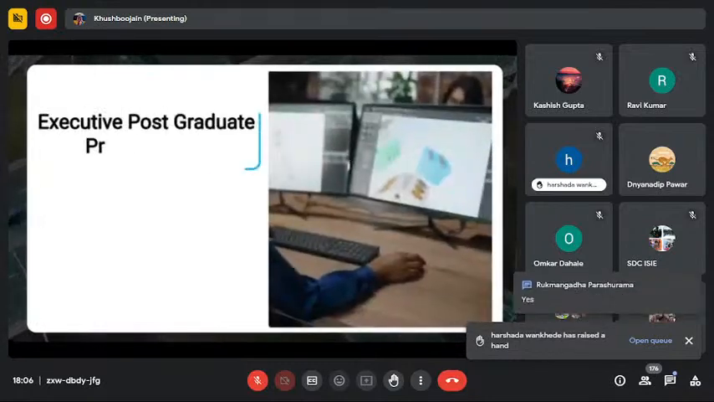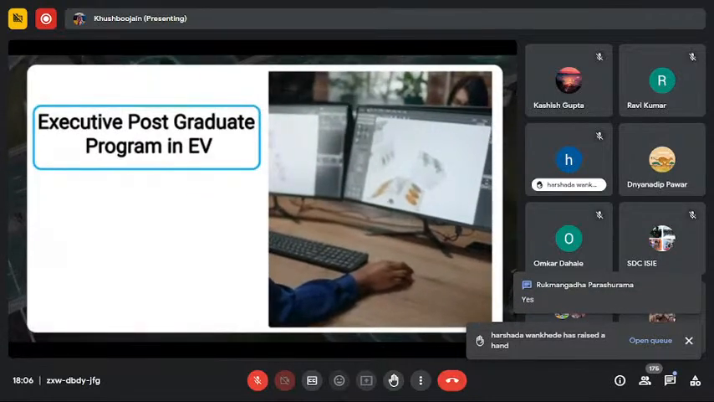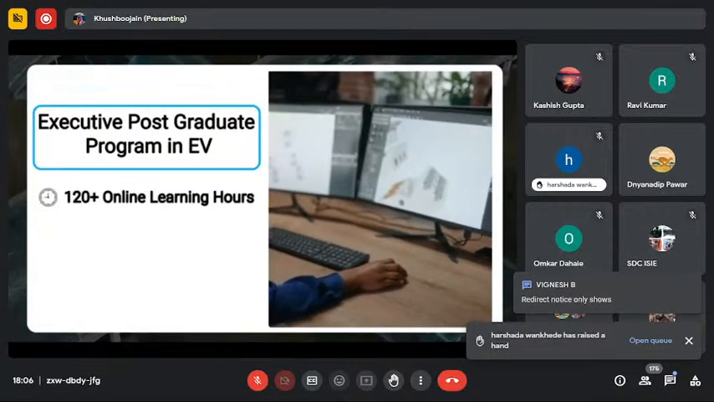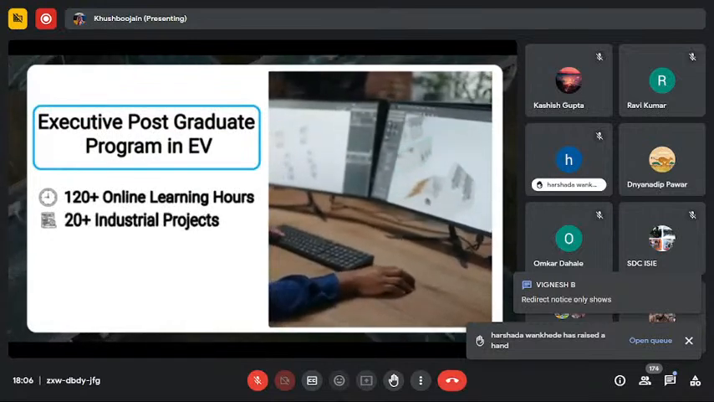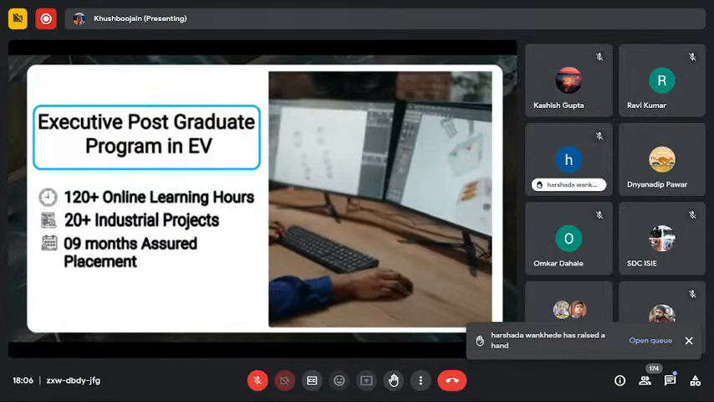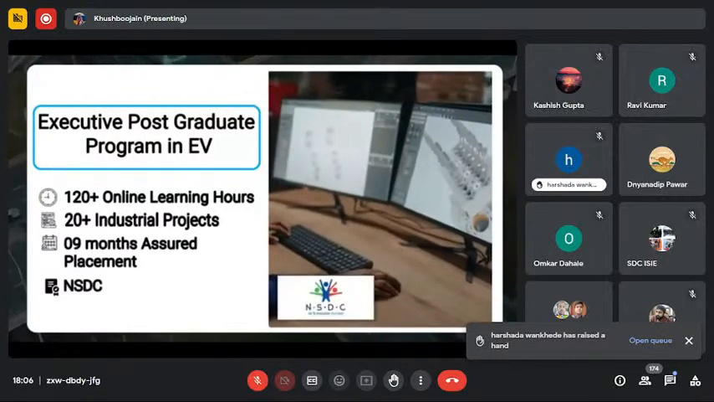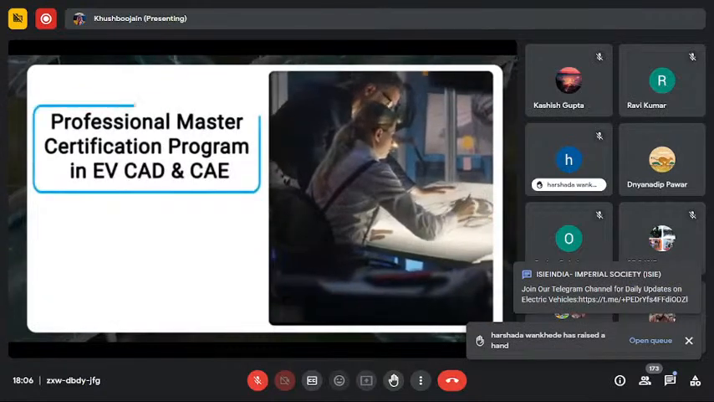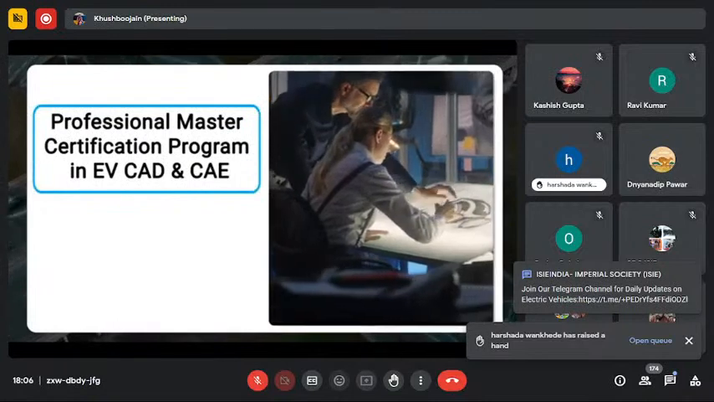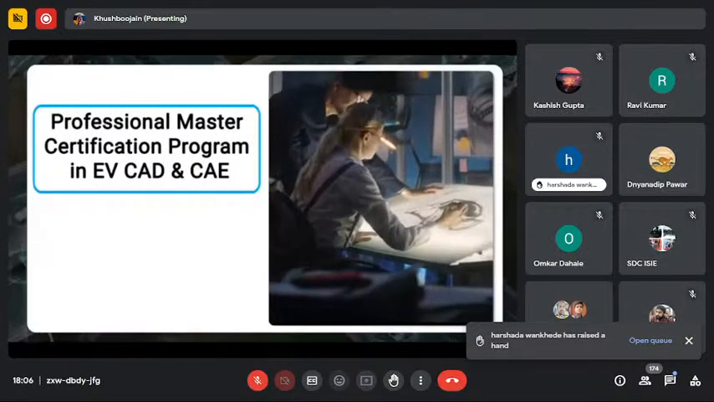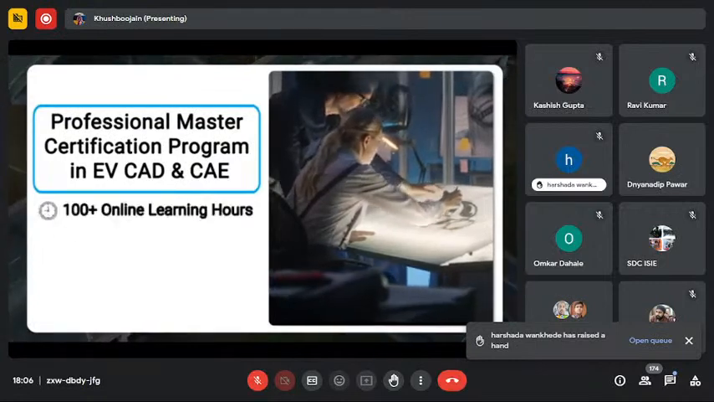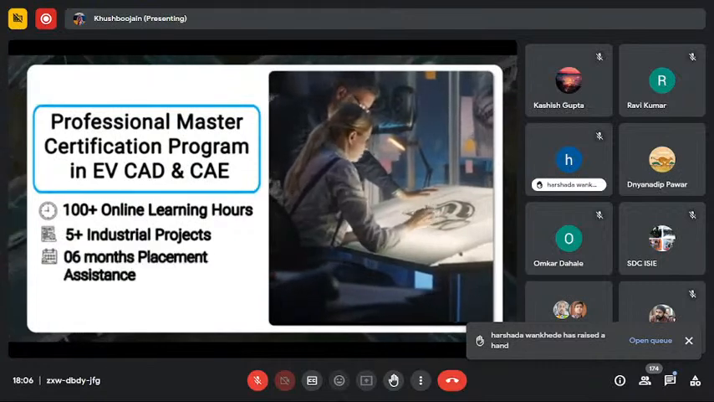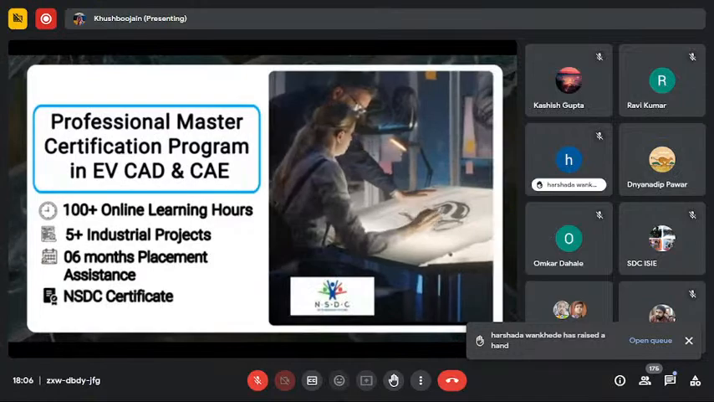Our executive postgraduate program in EV is specially designed for working professionals who want to upskill or are looking for a career change in the EV industry, with 120 plus online learning hours and 20 plus hours of industrial projects. It is a 9-month assured placement course with globally valid certification from NSDC and ASDC, Government of India. Our professional master certification program in EV Cadence EE is specially designed for undergraduate students to pave their career path by providing industry relevant skills, with 100 plus online learning hours and 5 plus hours of industrial projects. It is a 6-month placement assistance course with globally valid certification from NSDC, Government of India.